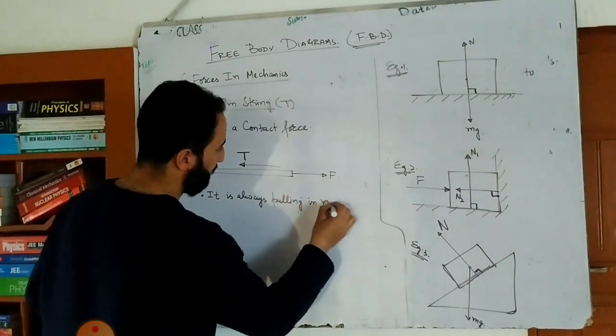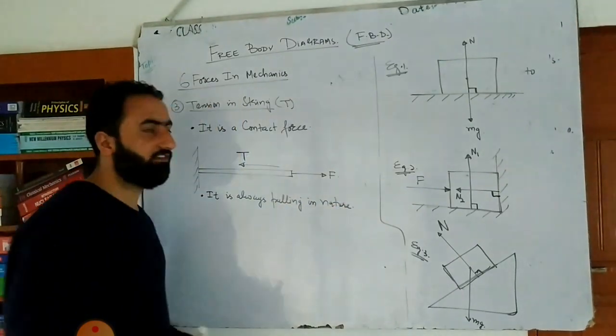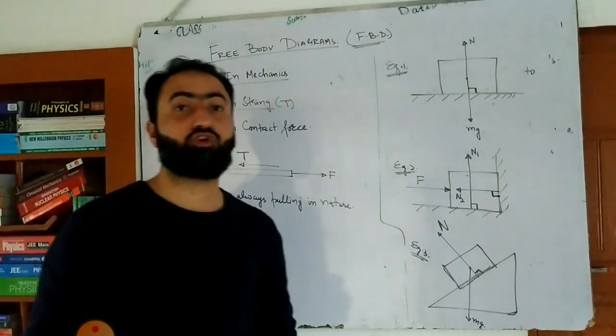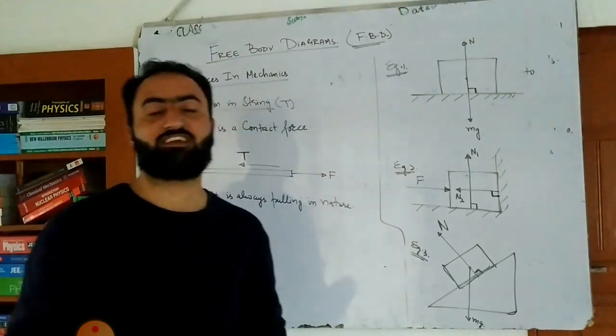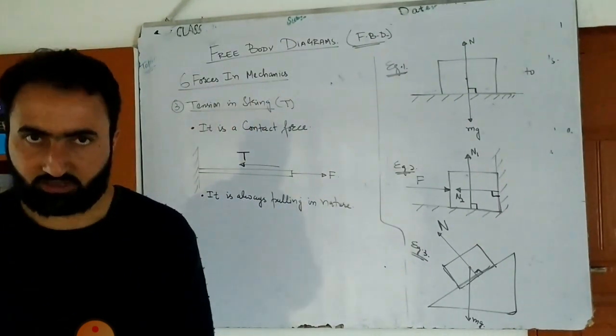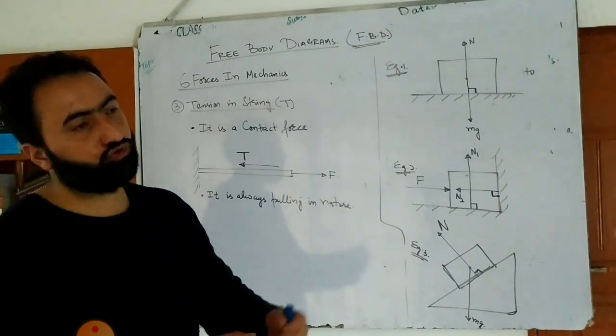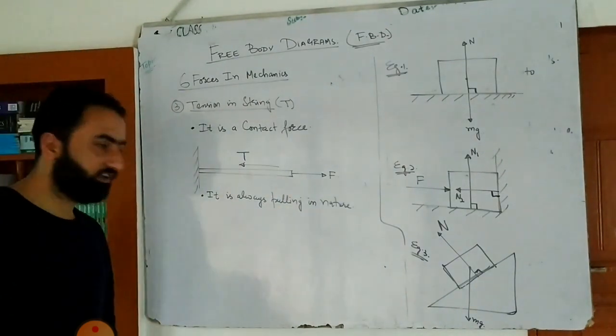It is never possible that with the help of a rope or with the help of a string you can push an object. But you can pull an object. For example, there is a block and a string is connecting the block. You can pull the block with the help of the string, but you cannot push the block with the help of the string. Implies that it's always pulling in nature.